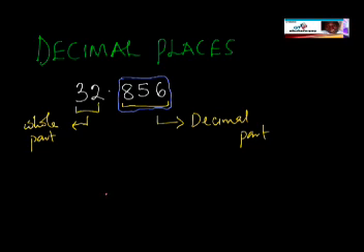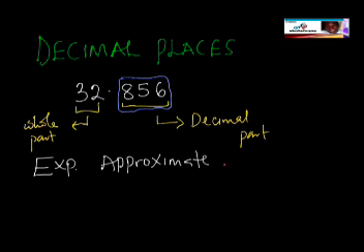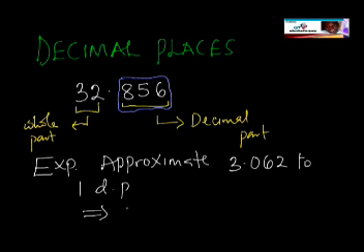Alright, let's take an example so that we'll understand what we're talking about. If we are taking this example and it says approximate 3.062 to 1 decimal place. Now what we're going to do for this number is to bring it out. This is our solution. We'll bring the number out, which is 3.062.